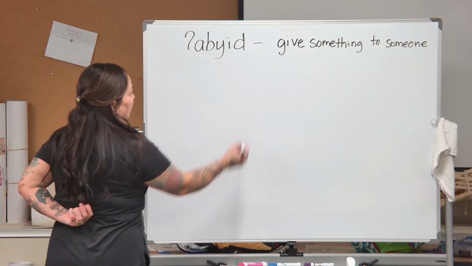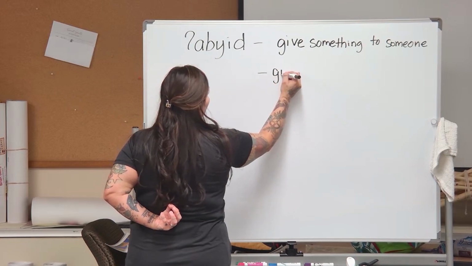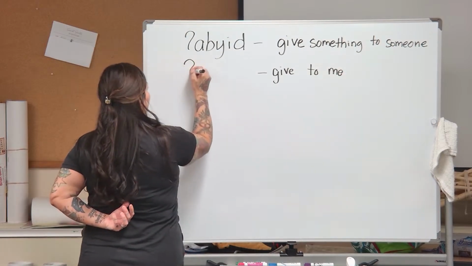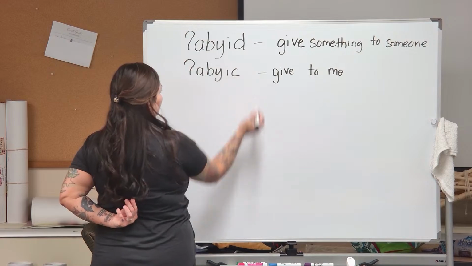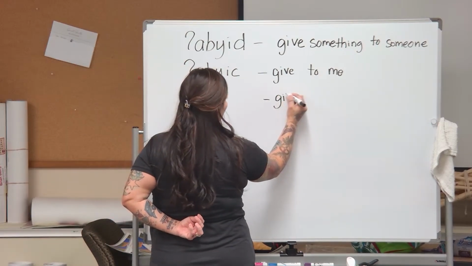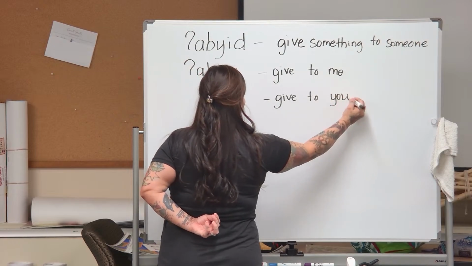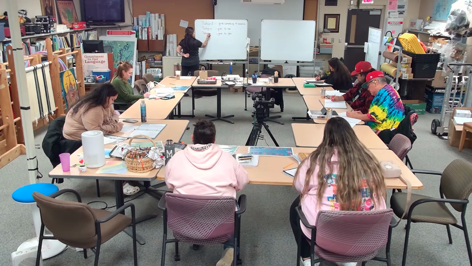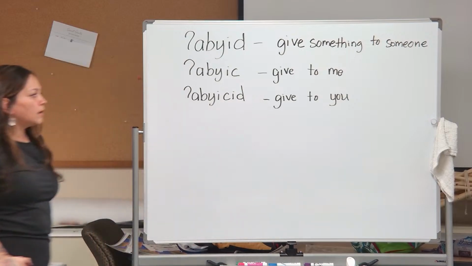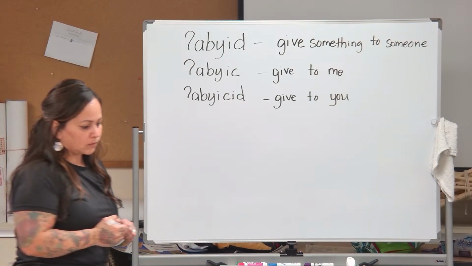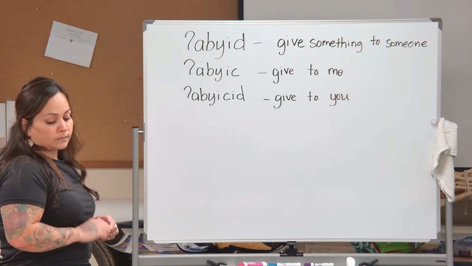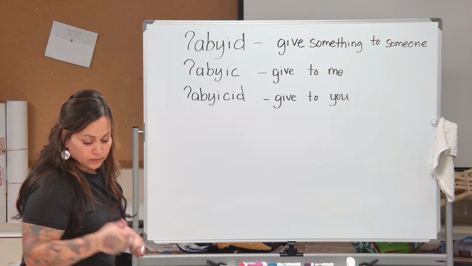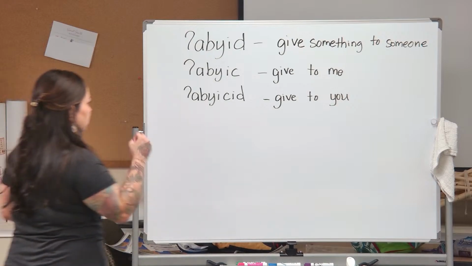So how would we say give something to me? Hey. How about give to you? Abit seed. Hey, abit seed. This is one that I think will be one that can be utilized. So will you please hand it to me? Please give it to me.